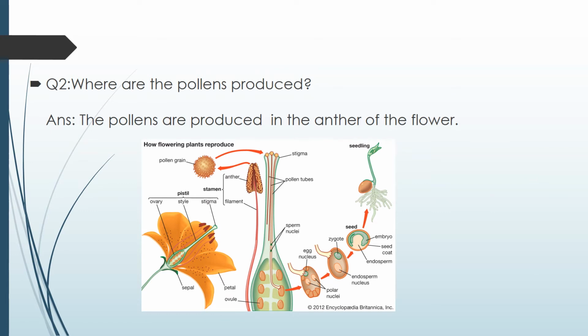Where are the pollens produced? The pollens are produced in the anther of the flower. As you can see in the picture, the anther produces the pollen grain. We also have a zoomed picture of a pollen grain in the picture.